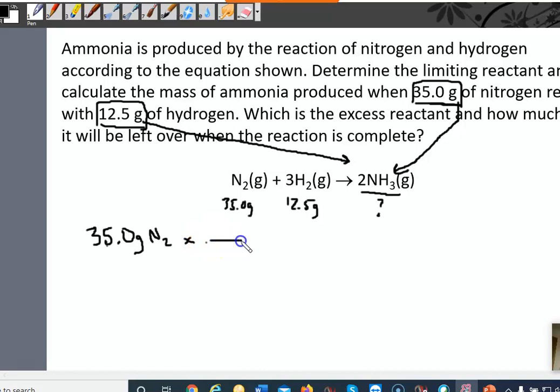So you're going to take your 35 grams of nitrogen and convert it to grams of ammonia. Nitrogen is 28 grams to 1 mole of nitrogen, and 1 mole of nitrogen gives me 2 moles of ammonia. I'm sorry, of hydrogen.